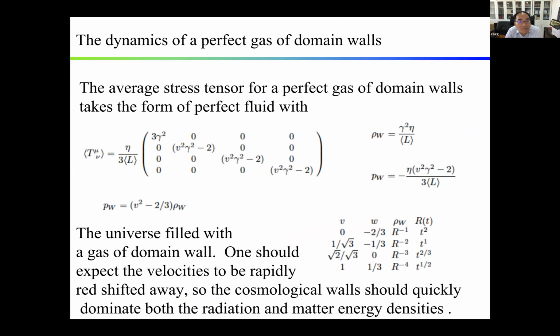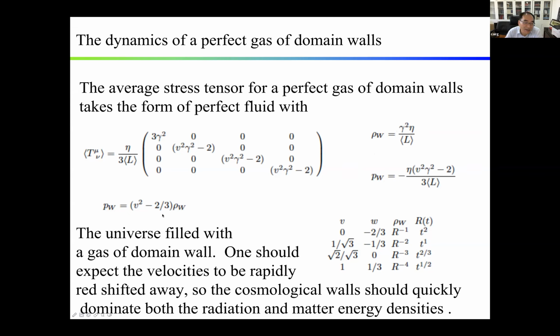And the dynamics of a perfect gas of domain walls can be described by the average energy-momentum tensor. This takes the form of a perfect fluid. Here, L is the average separation between the domain walls, v is the average velocity of the domain walls, and gamma is the Lorentz factor. As you can see, the energy density of the domain wall is equal to gamma squared eta over L. Eta is nothing but the tension of the domain wall. L, as I mentioned, is the separation of the domain walls. And the pressure is given by this.